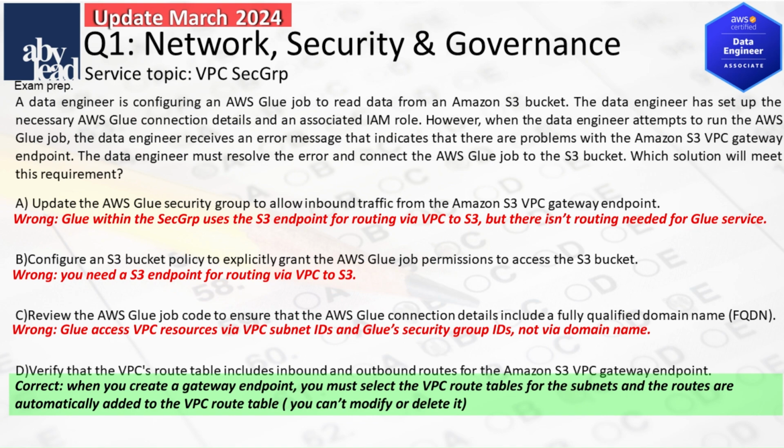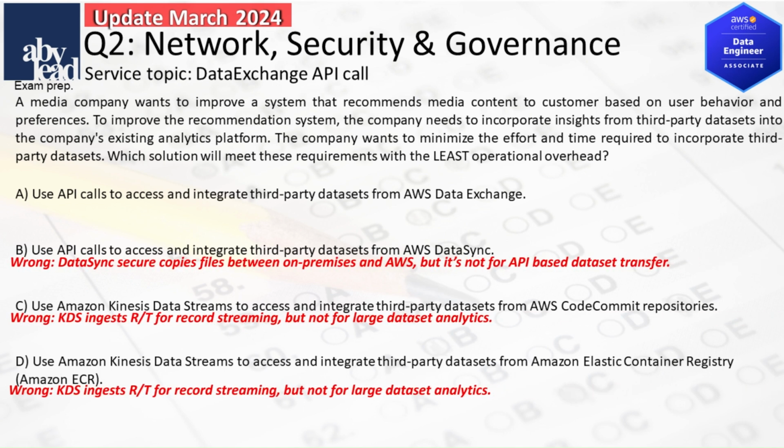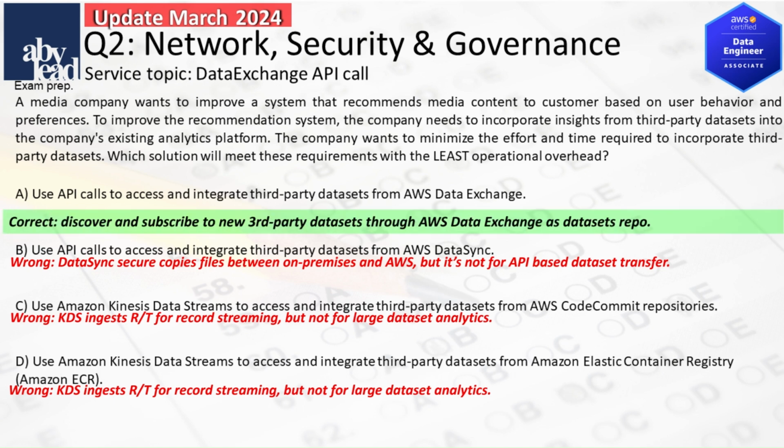Question 2. How do you integrate with least overhead the third-party datasets for recommendation analytics? You can't employ DataSync for API-based dataset transfers. Also, Kinesis Stream ingests for record streaming, but not for large dataset analytics. In contrast, AWS DataExchange is a dataset repo to discover and subscribe new third-party datasets.